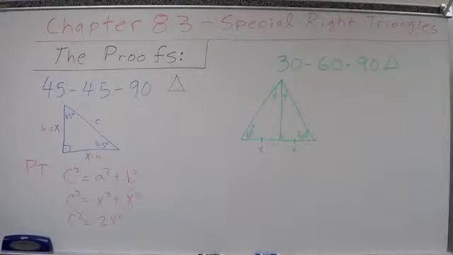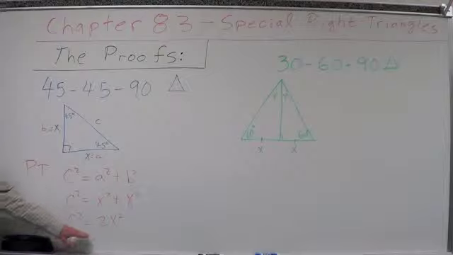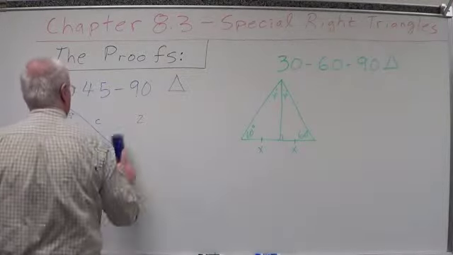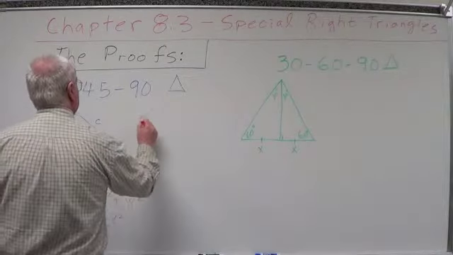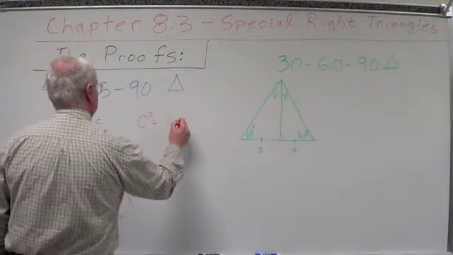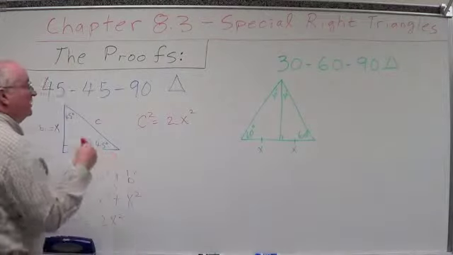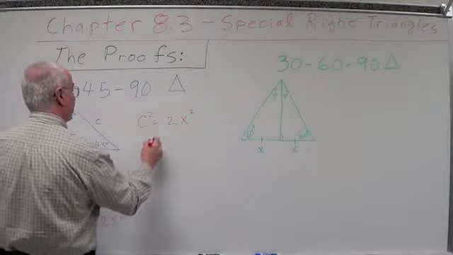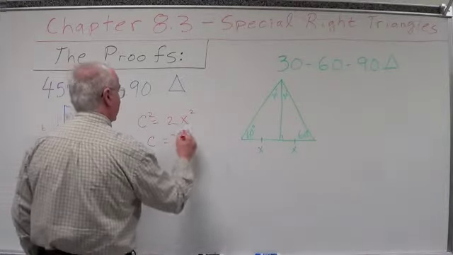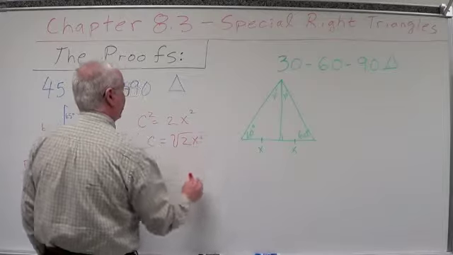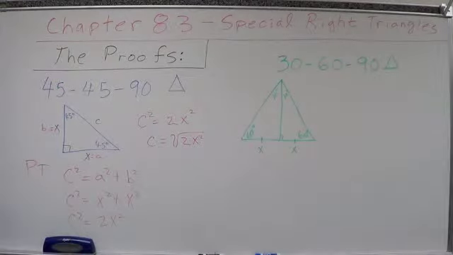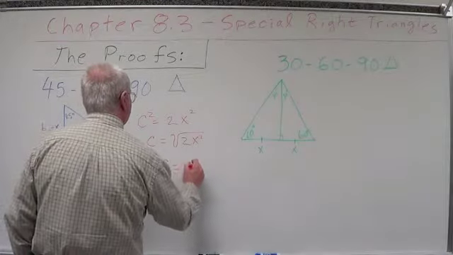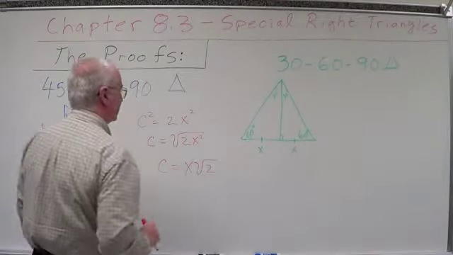Now, what we've always said is we're not interested in C squared. We're interested in C. So C squared equals 2x squared. We're going to take the square root of each side. If we take the square root of C squared, we're going to have C equals the square root of 2x squared. Well, what's the square root of x squared? It's x. So C equals x times the square root of 2.